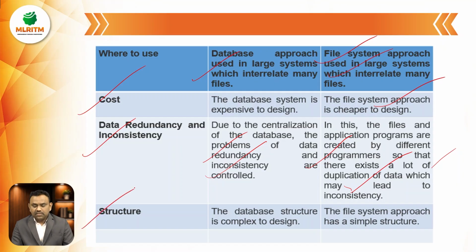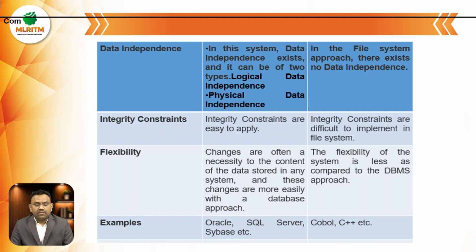So coming to the structure, the DBMS structure is very complex when compared to the file system. The file system is a very simple structure. Coming to data independence, data independence means that whenever any changes are made in one layer of a database, it won't affect the other layers. DBMS has two types of data independence, logical data independence and physical data independence, with which it maintains data independency. In the file system approach, there exists no data independence.